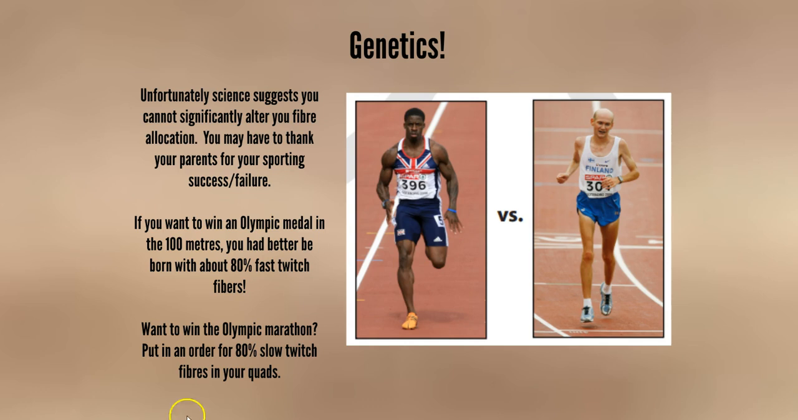And you can see down here, if you want to win an Olympic medal in the 100 metres, you better be born with about 80% fast twitch fibers in those key areas, the glutes, the hammies, the quads, those driving muscles, the calves. And if you want to win the Olympic marathon, put in an order for 80% slow twitch fibers in some of those key areas.